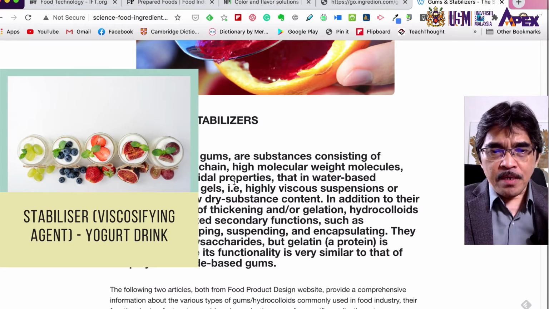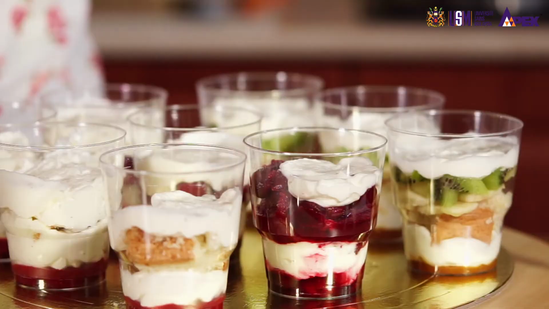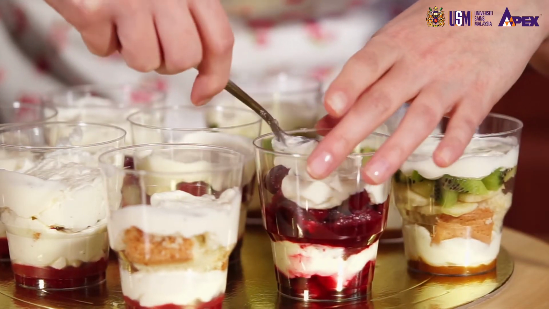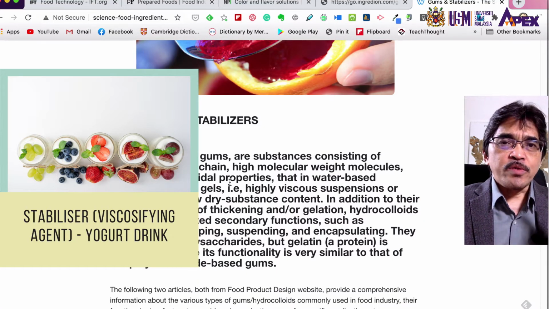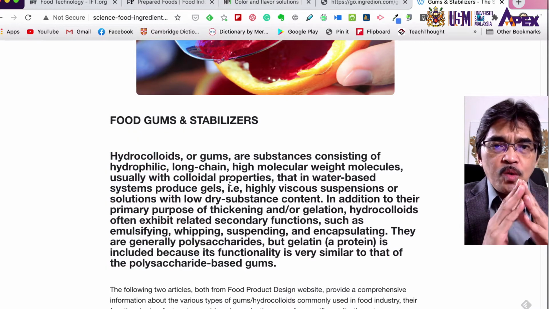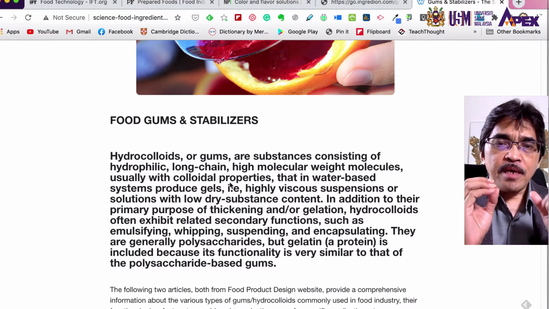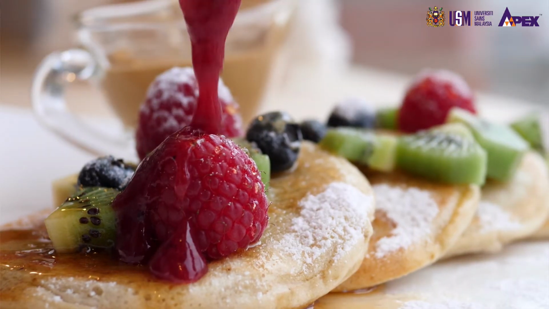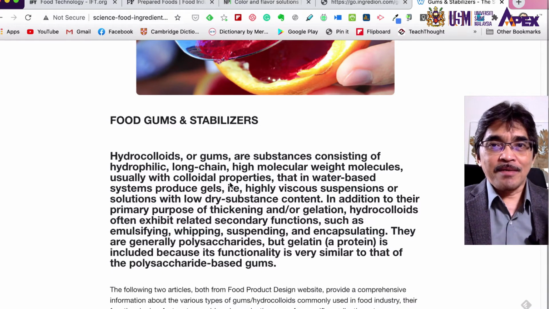So when we have, let's say, an emulsion, for example a yogurt drink or yogurt beverage, this is an example of an emulsion. But an emulsion usually has low stability. Therefore, to increase the shelf life and the stability, especially during storage, we can add hydrocolloids as a stabilizer, so you can hold the emulsion for a long time without separating.